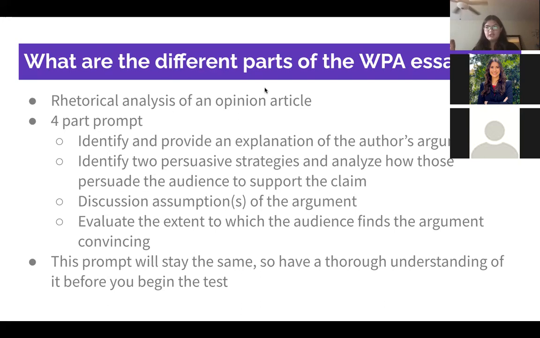It's going to have a 4-part prompt. This prompt does not change. It's going to be the same for every single exam. The only thing that changes is the article that you're reading. So just having a familiarity with this prompt, maybe memorizing the most important aspects of it beforehand, will really benefit you going into the test.